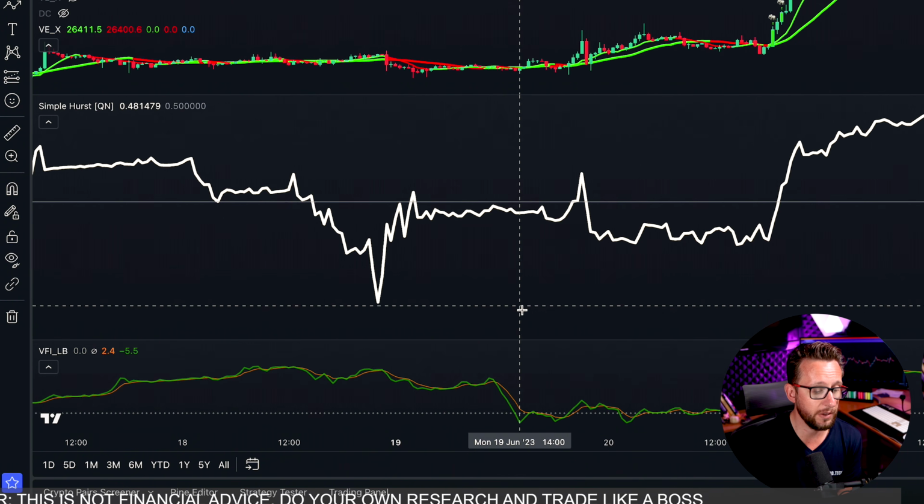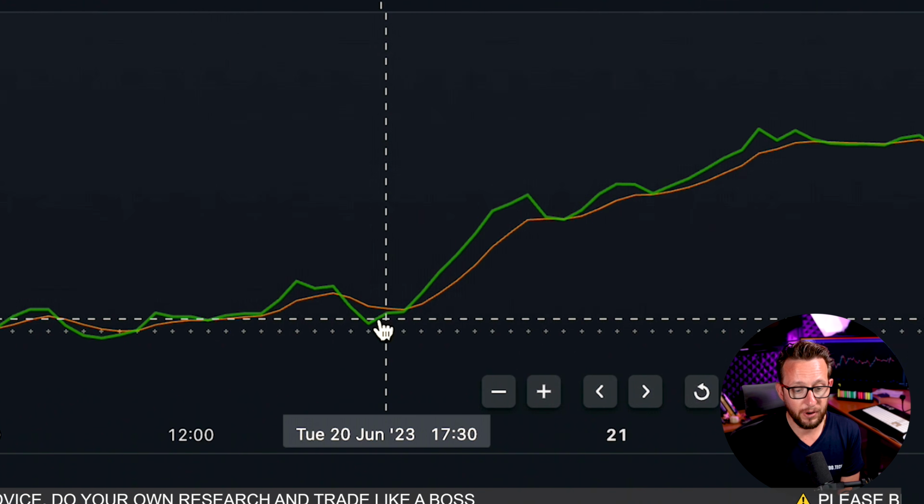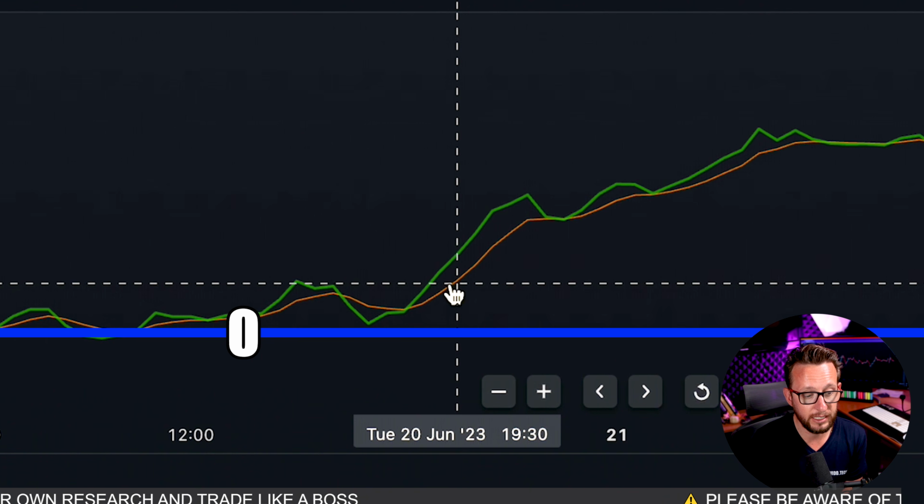It helps us to detect what kind of market it is in. We're also adding the volume flow, which is this indicator here, where price is above 0 and the green line is above the orange.